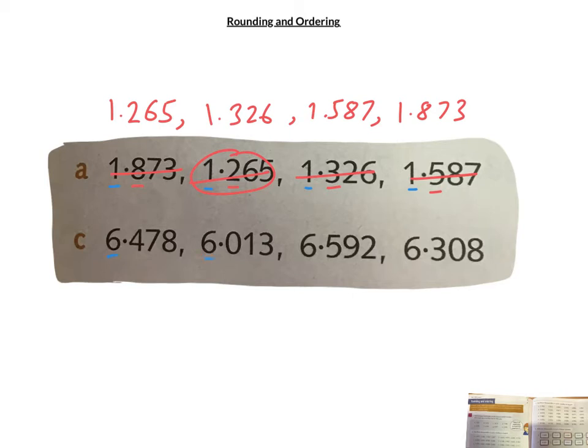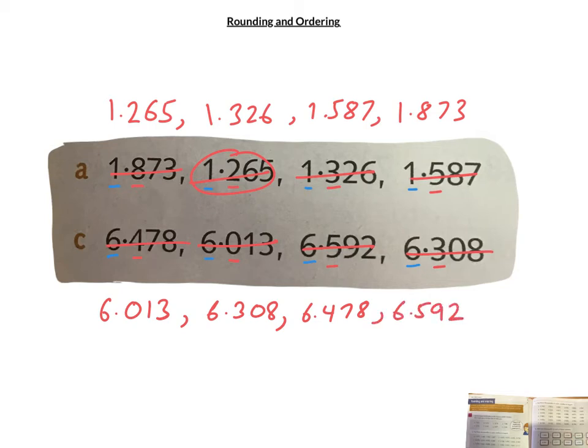And it's the same in question C. The ones house is all the same, it's all 6. So I'm going to do the same thing again, and I'm going to look at the tenths house to see what would come first. There's nothing in the tenths house here. We have 5, 3 and 4, so the tenths house with nothing in it would come first, so 6.013, followed by the 3, so 6.308, then the 4, 6.478, and finally the 5, 6.592.